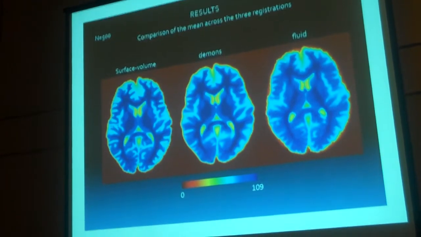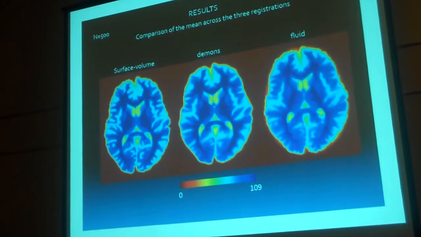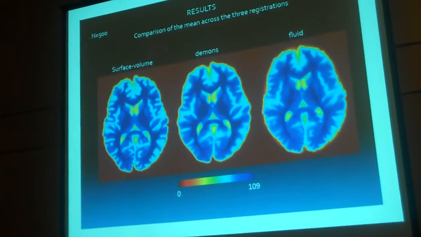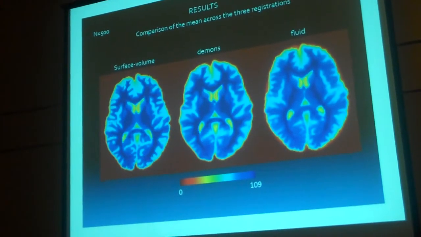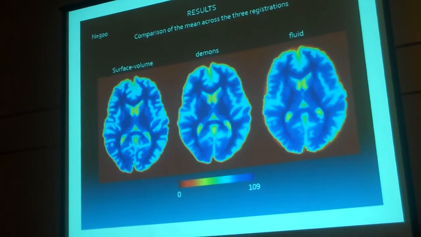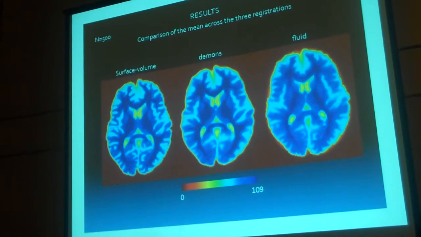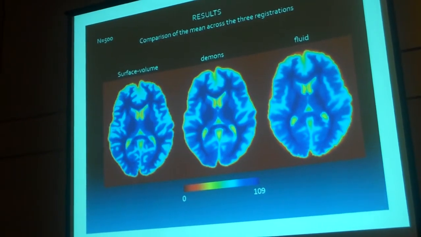These are the first results. Here we took all the registrations of the twins to the template, plus the siblings. That's why you see n of 500. And we took all the registered images, and we calculated the mean.